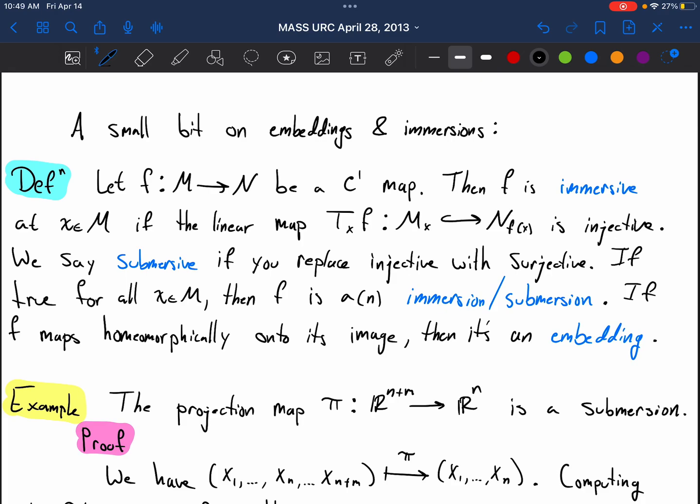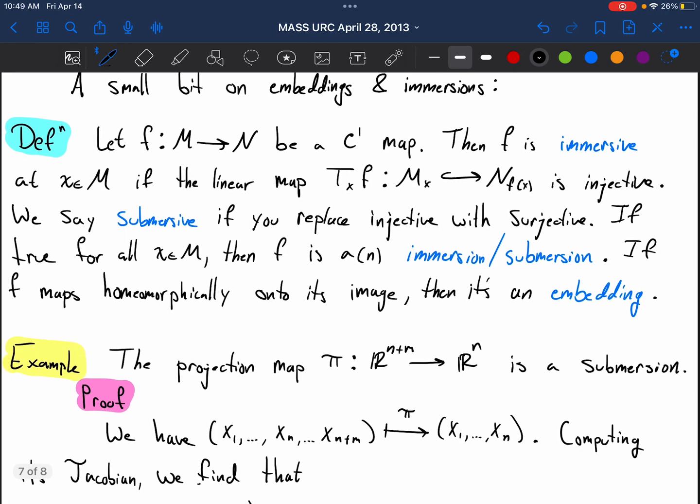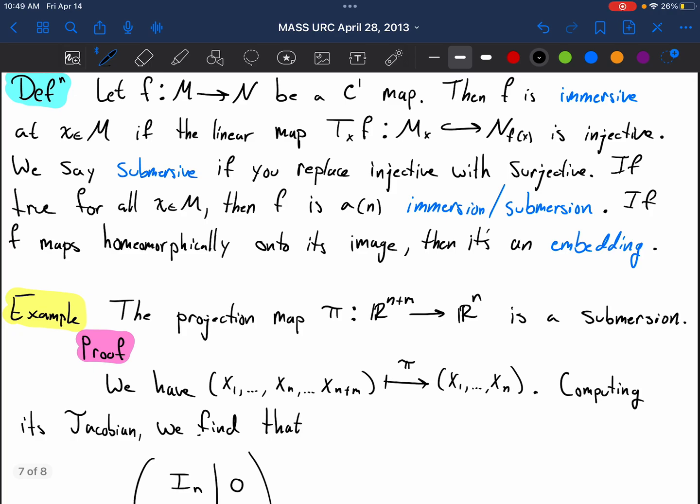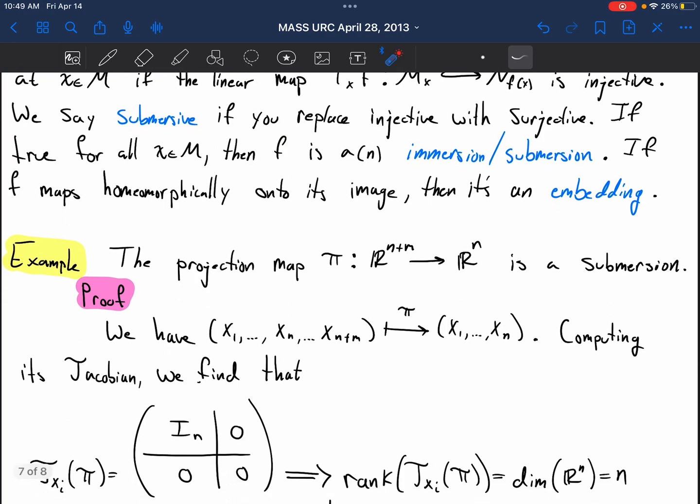Okay, so I have a little bit on just immersions and embeddings. So let F from M to N be a C^1 map. You want it to be immersive at a point if the linear map, so the tangent map at a point, is injective, and likewise submersive if it's surjective. And then if you get an immersion that maps homeomorphically onto its image, that's of course an embedding.